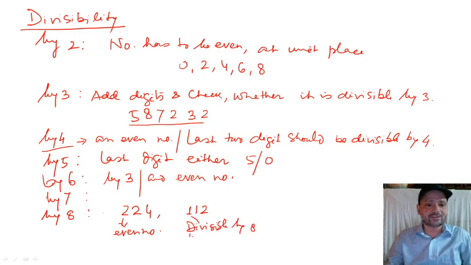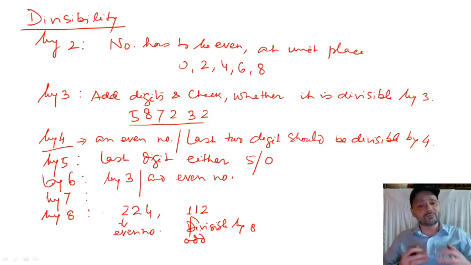So this number has to be an odd number. These are the rules by which you can understand whether a number will be divisible by 8 or not. So what we understood is that in this case, this is divisible by 8. Only the last 2 digits are divisible by 8.